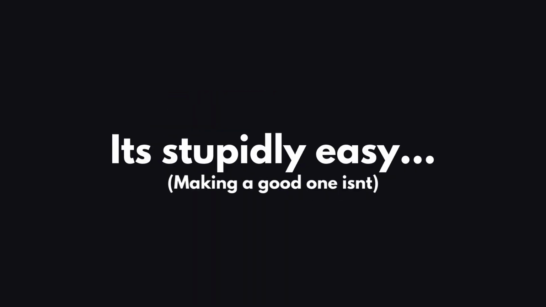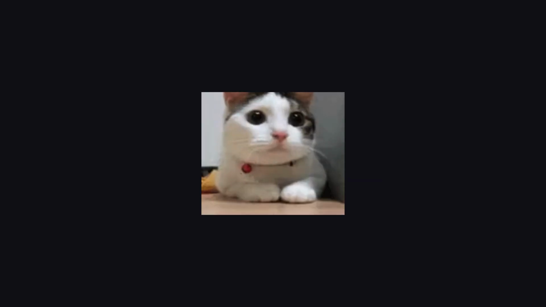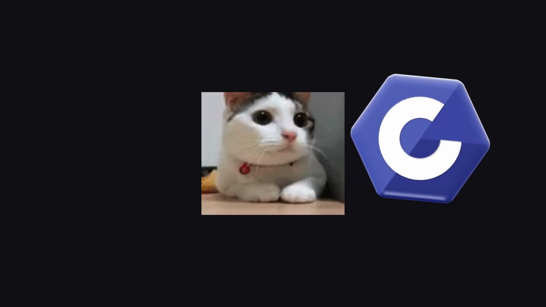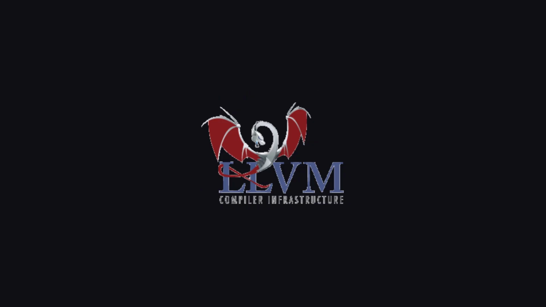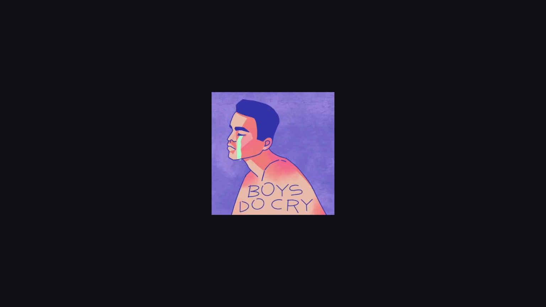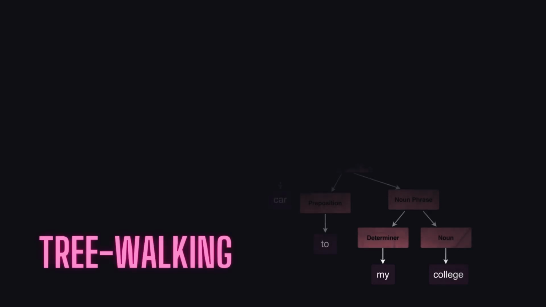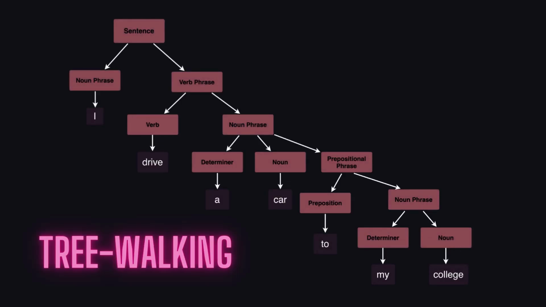Ever wanted to create your own programming language, like a real chad dev? Well, guess what? It's stupidly easy. And no, we're not talking about building the next C compiler or writing an LLVM backend from scratch. That's actual pain, the kind of pain that makes grown devs cry and has you debugging assembly at 3 a.m. Instead, we're building a simple interpreted language using Java, and we'll do it with a tree walking interpreter.